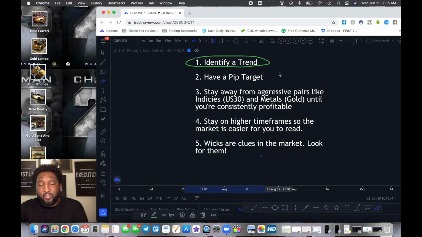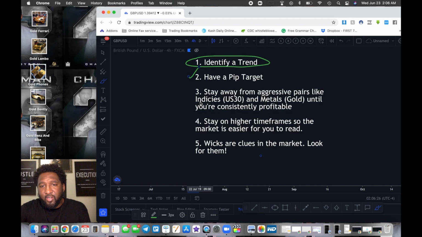Trade in that direction. Number two, one of the things that's going to help you be successful is developing a pip target. Develop a pip target that you're going to stick with, like 50 pips, 60 pips. Now, of course, I'm showing you trades where it's 200, 300 pips. I get it, but the goal is to grow your account. So don't get in infinity mode where you're always looking for, I can get more out of this trade. No, you need to take profit and you need to get out of the market.